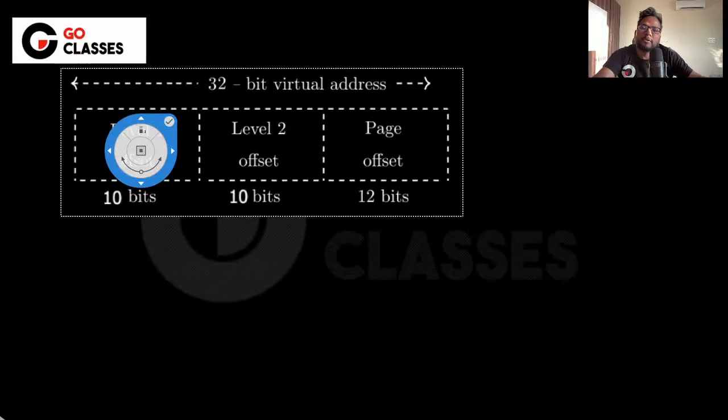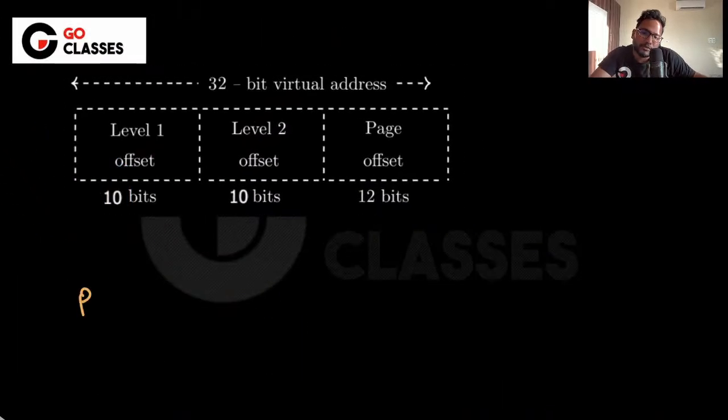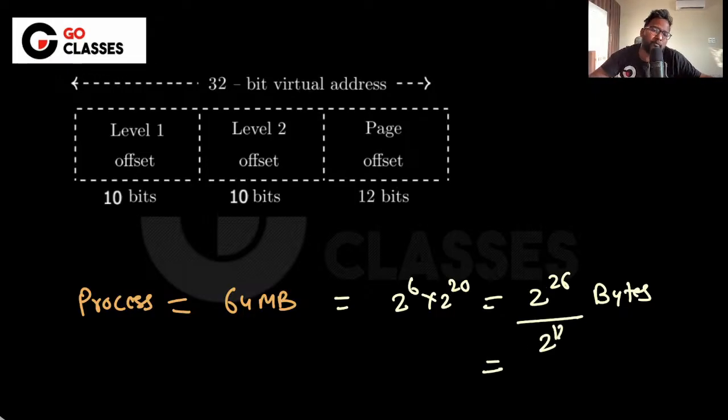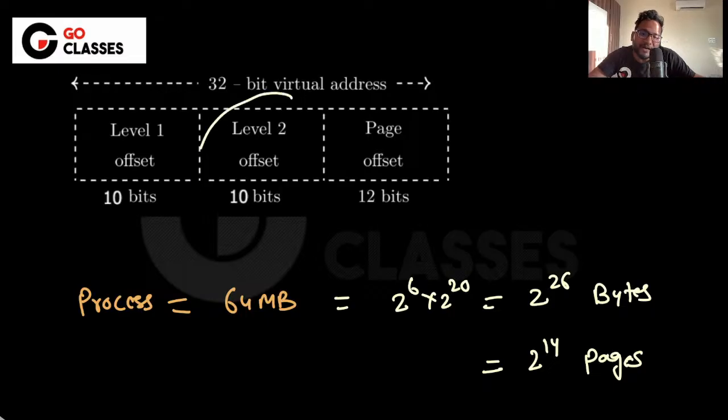See, what I'm trying to say, that process is taking 64 MB, right? So it means it is taking 2 power 6 into 2 power 20, which is 2 power 26 bytes, right? Which is same as saying, if we divide by 2 power 12, which is same as saying 2 power 14 pages, which means 2 power 14 entries I need here.